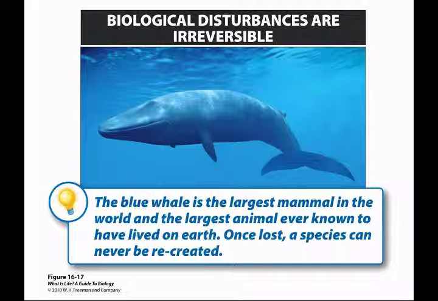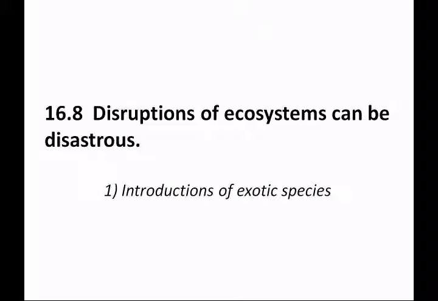But some of the ones that are irreversible would be our damaging of the oceans. So as we are polluting the oceans, we start to see the loss of things like whales. The blue whale is the largest mammal in the world and the largest animal ever known to have been on Earth. And as we are destroying and polluting our oceans and polluting the areas where they breed and polluting the areas where they feed, once we lose this species, it can never come back. And so that is something that we are trying to combat, because if they can't ever come back, we can never see that biological diversity again.